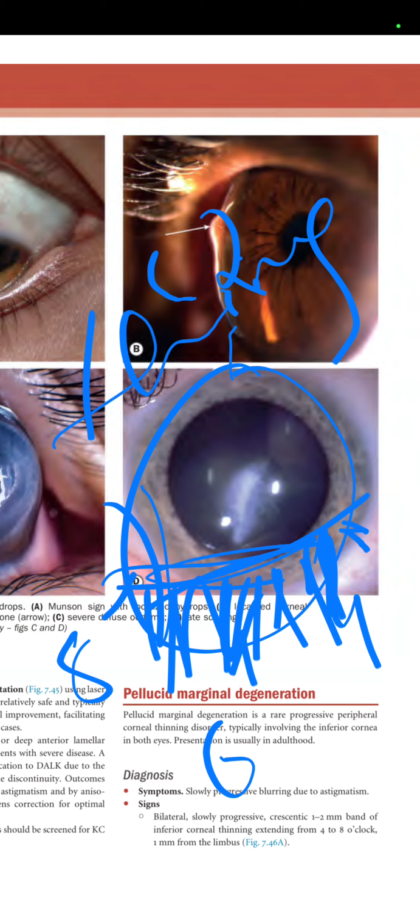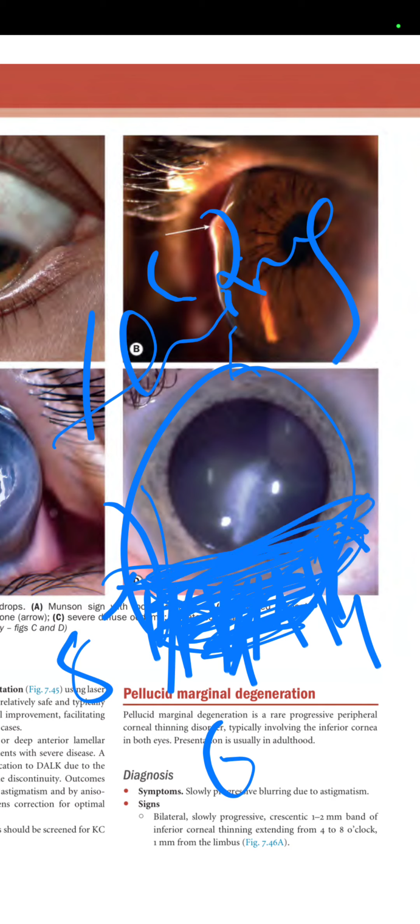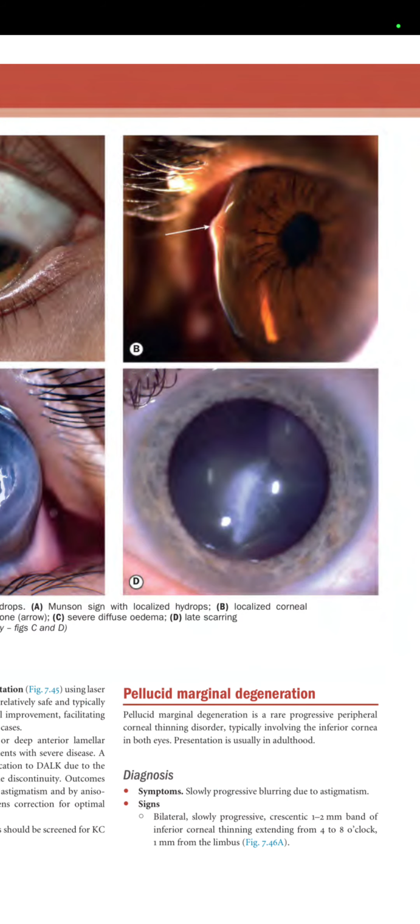So this is a characteristic of pellucid marginal degeneration, that the cornea is thin in the inferior side. And the defect you can see in the corneal topography is because there is a thinning in that area, and you can see the band shape defect in a case of a corneal topography.